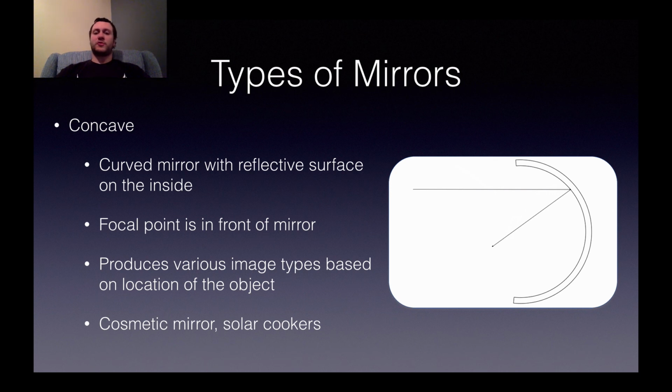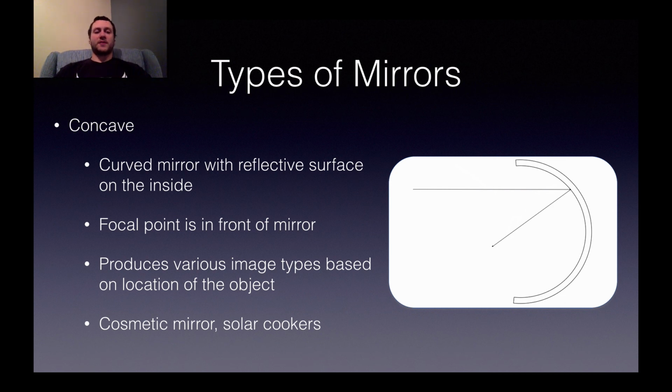Now, these don't just produce real images. If you are standing really far away from the mirror and you're well outside of that focal point, the image is going to be smaller, it is going to be inverted, and it's going to be real. As you get closer to the mirror, the object size will increase. When you get inside of the focal length, now you're going to produce a virtual image and it's going to be upright. So you're going to produce a real image that will be inverted when you're outside of the focal point. You will produce a virtual image that will be upright when you're inside of the focal point.